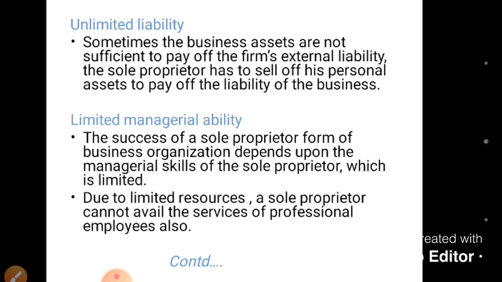Unlimited liability: sometimes the business assets are not sufficient to pay off the firm's external liability. The sole proprietor has to sell off his personal assets to pay off the liability of the business. His personal properties are also sold off. Limited managerial ability: the success of a sole proprietor form of business organization depends upon the managerial skill of the sole proprietor, which is very limited. Due to limited resources, a sole proprietor cannot avail the services of professional employees also.